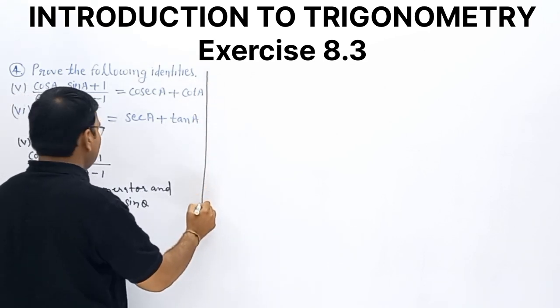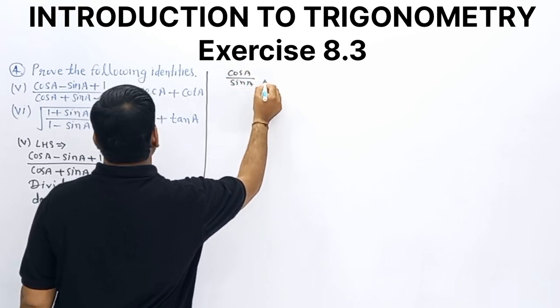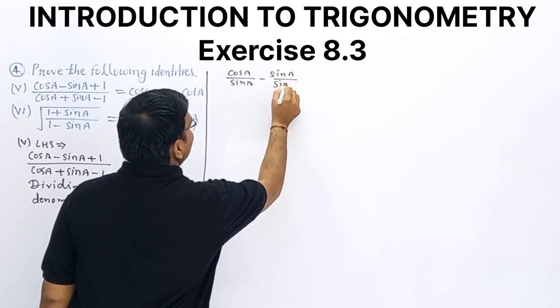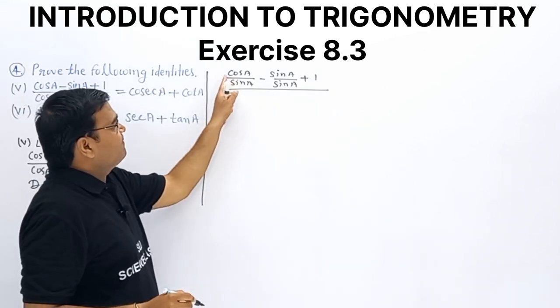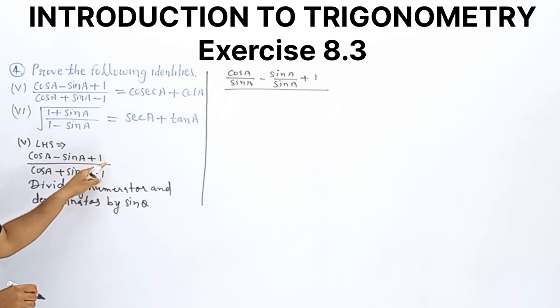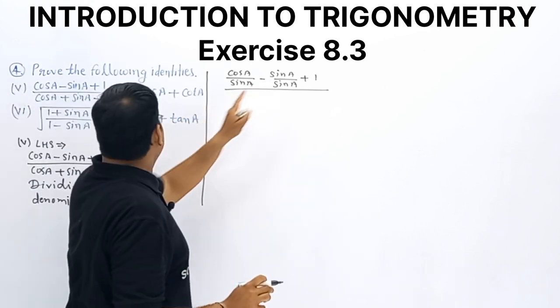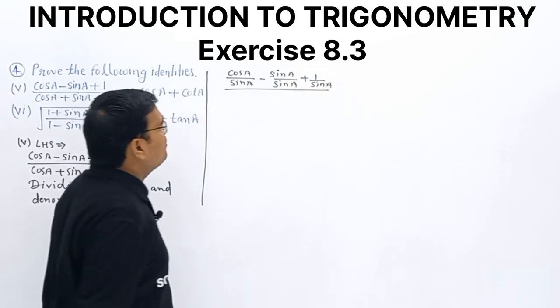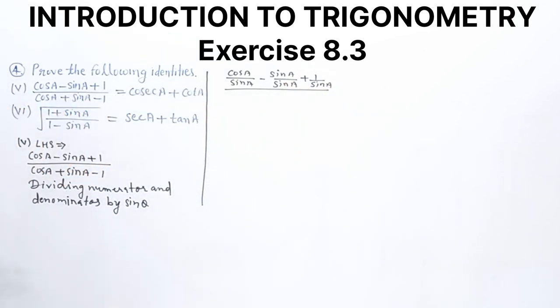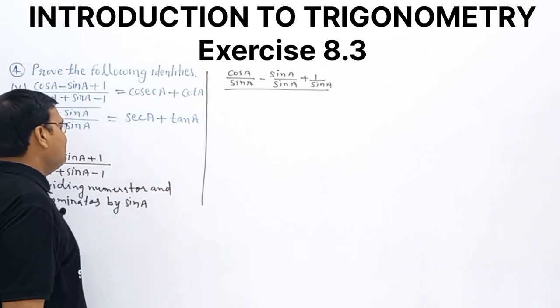I am writing it there. Once we divide the numerator, (cos A minus sin A plus 1), the complete terms will be divided by sin A. So cos A upon sin A minus sin A upon sin A plus 1 upon sin A. Instead of theta we have A, so sin A. Clear?